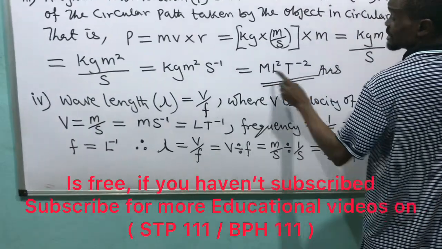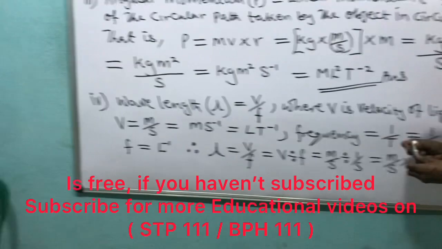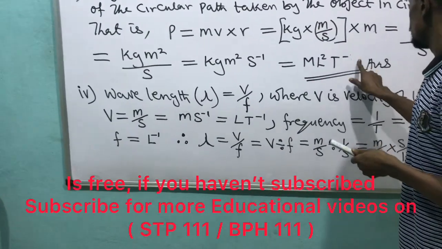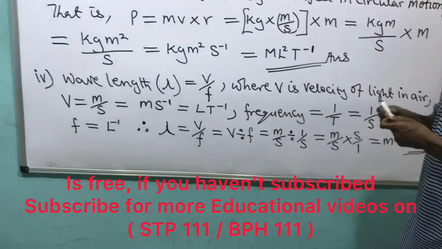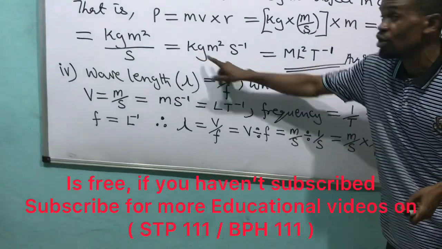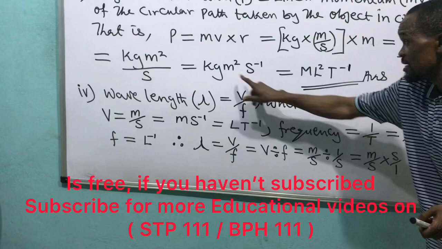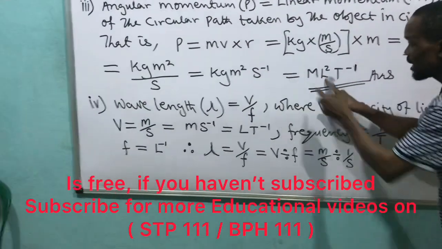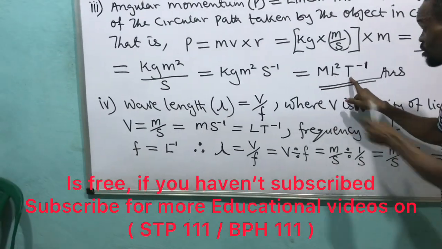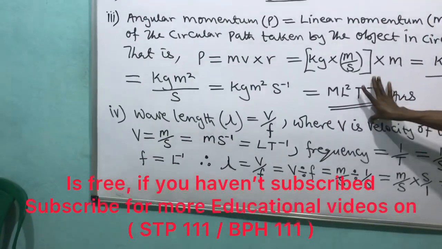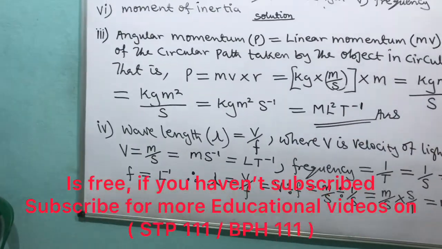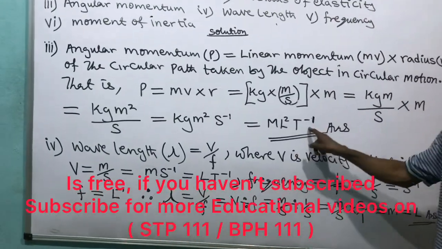Dimension of seconds is capital T raised to power 1, not raised to power 2. Then the dimension of kilogram is capital M, and the dimension of meter is capital L squared. Then the dimension of seconds is capital T raised to power minus 1. That's my answer, which is the dimension of angular momentum.